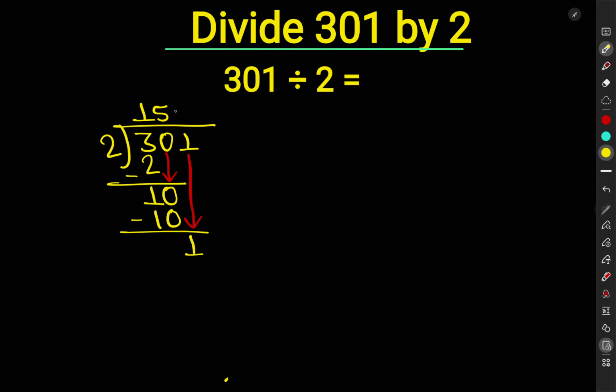So 2 times 0 means 0. On subtracting we get 1. So now this 1 is less than 2 and there is no other number beside. So we put here a decimal so that we take 0. And 2 times 5 means 10. On subtracting we get 0.